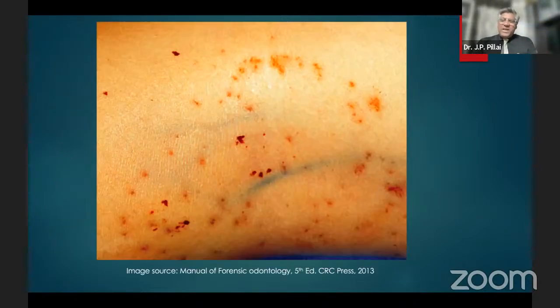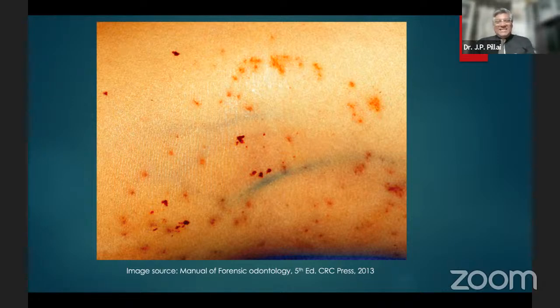And I now leave it to the audience. What is this, if you consider it as a bite mark? If anyone can answer, it mimics a bite mark, isn't it? So actually, it is not a bite mark. It's an insect bite. It's an ant bite. So you can see now, such confusions occur, no?